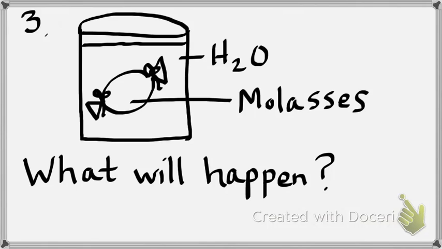Okay, question number three said, review the experiment that you did on page 49. We made a bag and put starch in it, and then we put it in a beaker full of iodine, and we let it sit there for about an hour. And if you remember, the iodine moved into the bag and made the starch turn, I think, purple, but the starch didn't move out of the bag.